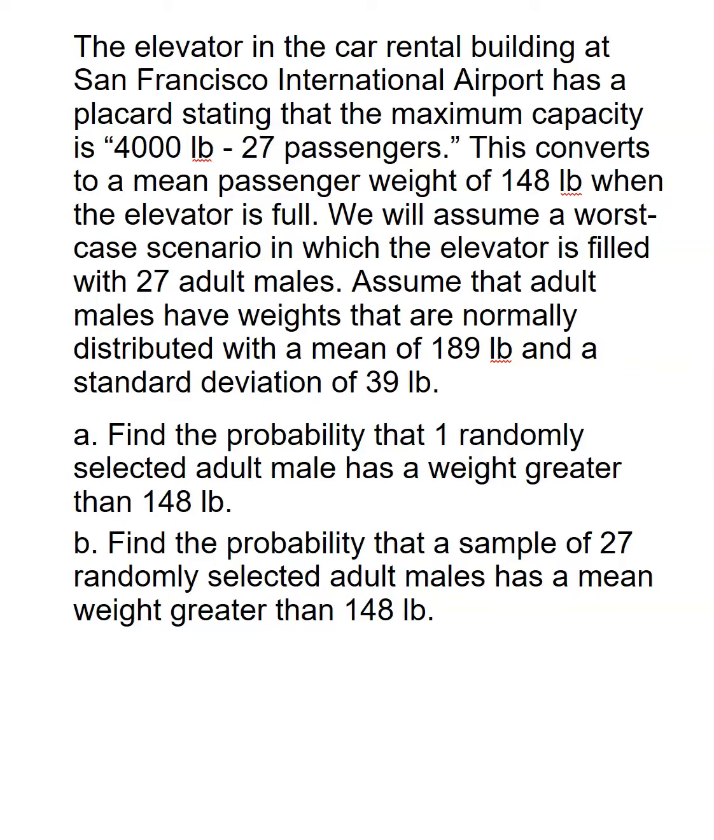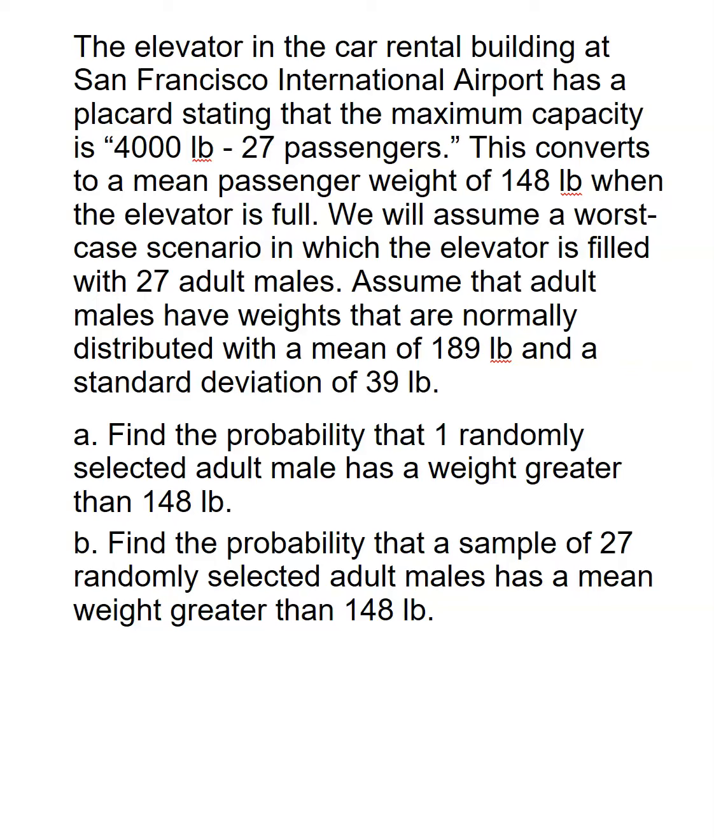We will assume a worst case scenario in which the elevator is filled with 27 adult males. Okay. Again, the worst case scenario is not because they are adult males. The worst case scenario is that adult males typically weigh more than 148 pounds just because of their body mass and also the height perhaps. And so typically, okay, we can have exceptions where all 27 of them had a mean weight of 148 pounds. But, practically speaking, that's very unlikely. That's the reason why we say the worst case scenario is that all those 27 passengers, which means the elevator is full, are all adult males.